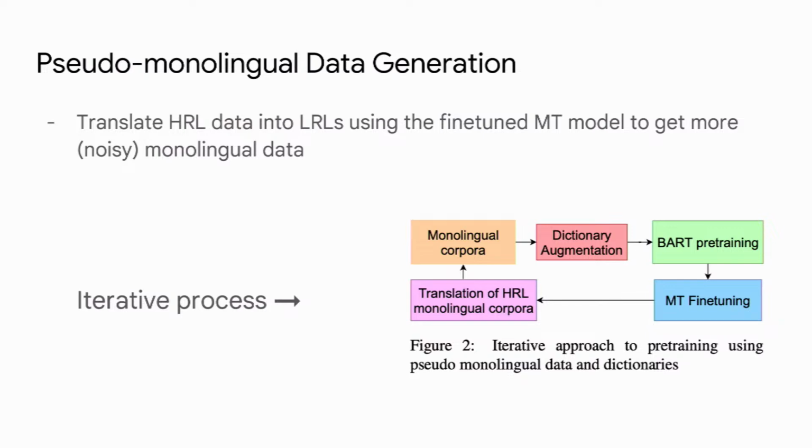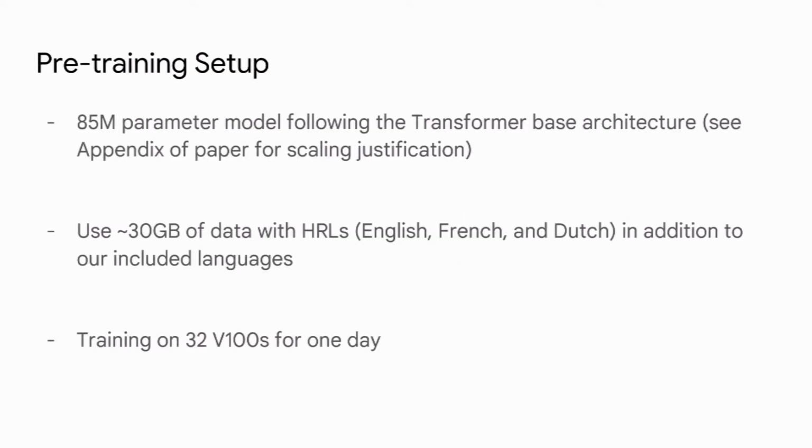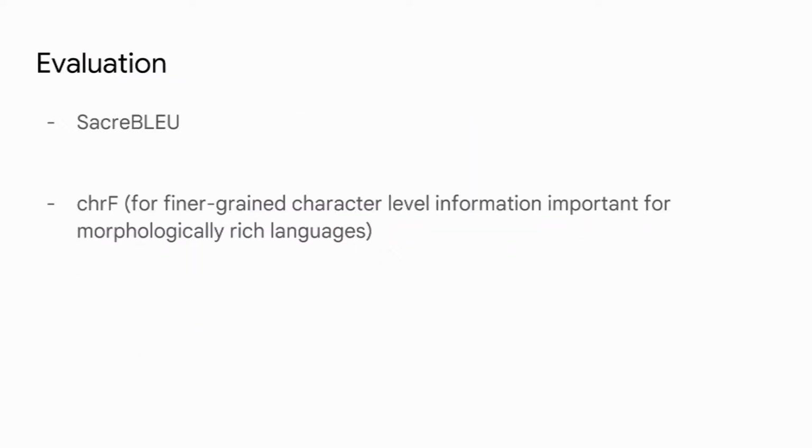Now this sounds amazing because you can keep going on and get unlimited performance, but that's not exactly how it works. We do 1 or 2 cycles, and that's where we find performance largely saturates. So in this case, we had some interesting results. Our pre-training setup was, at this time, very decently sized, but now extremely small: an 85 million parameter transformer base architecture. We used around 30 gigabytes of data, and we trained on 32 V100s per day, which was much less than comparable models at the time.